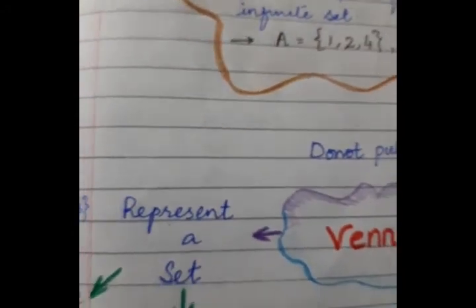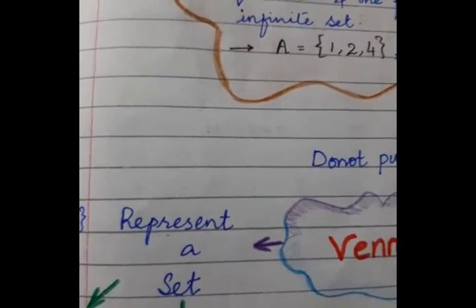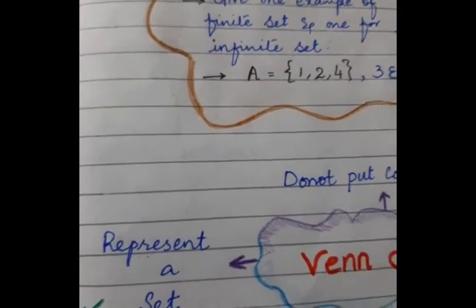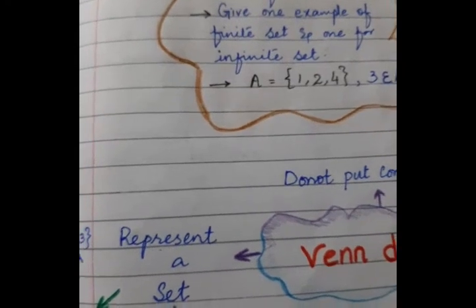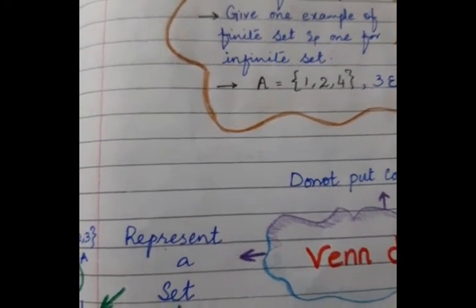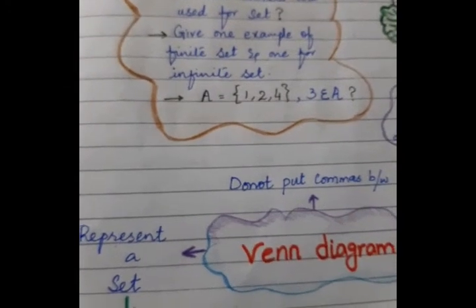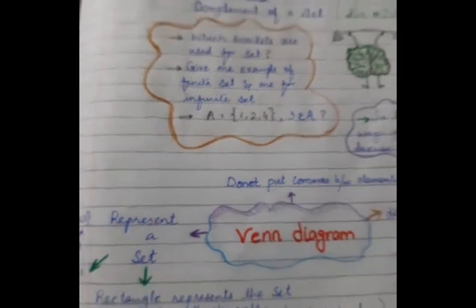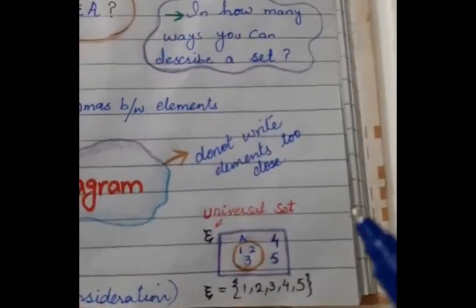Now here comes another set, which is known as the universal set. Universal set is a new term for you, as you haven't heard this word yet, so I'm going to discuss it first. A universal set is basically a set that contains all the elements that are under consideration. So check out this example.